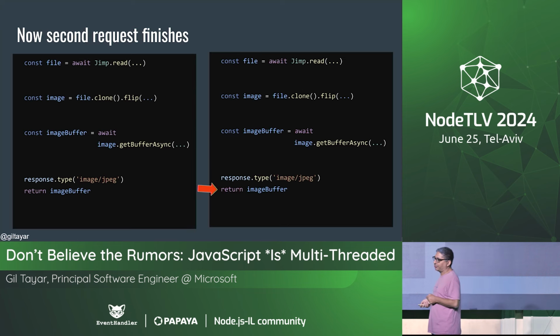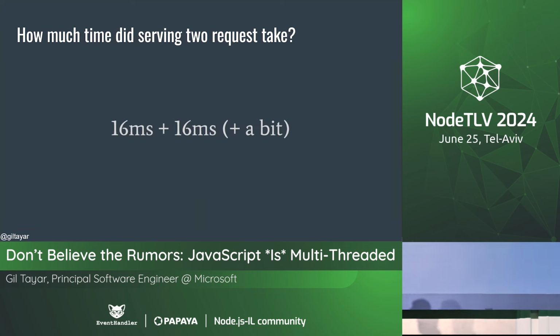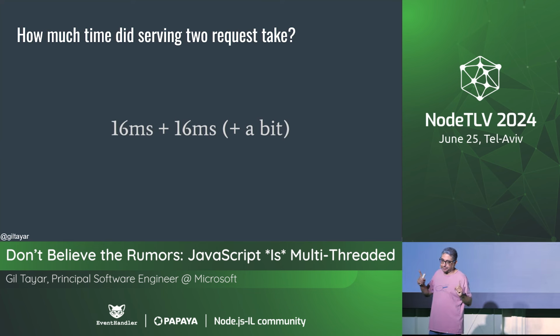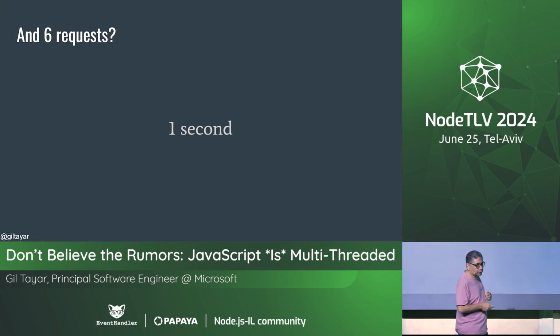We return the image buffer here. How much time did it take to serve the two requests? Easy. 16 milliseconds plus 16 milliseconds. Synchronous code blocks JavaScript because JavaScript is single-threaded. So six requests, if you do the math, roughly 1 second.